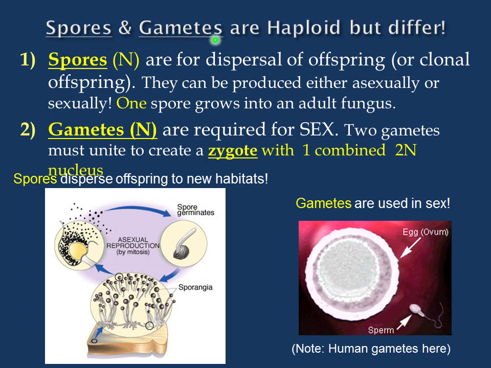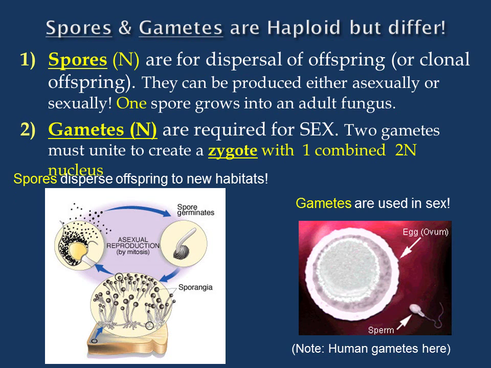Let's talk about spores and gametes. They're haploid, but they differ. So spores, N meaning haploid, are for dispersal of offspring, or clonal offspring. These are clones of the adult. They can be produced either asexually or sexually. One spore grows into an adult fungus. The gametes are also N, and these are required for sexual reproduction. Two gametes must unite to create a zygote with one combined 2N nucleus, one diploid nucleus. And then spores disperse offspring to new habitats, as we are aware.